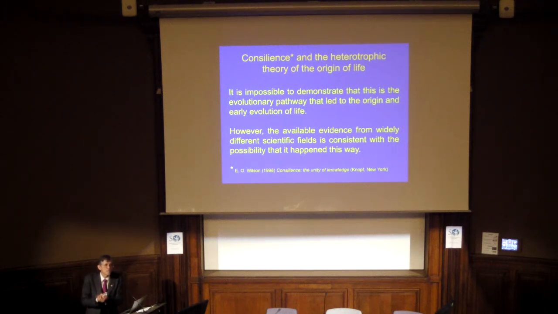We don't need to transform a crocodile in the lab into a hen to demonstrate that indeed there is an evolutionary connection. We can look at the sequences, we can look at the way embryos develop, we can look at their behavior, and this provides proof enough to construct a reasonable story of what happened in the transition from crocodiles to birds. And I think it's exactly the same with origins of life. It is impossible to demonstrate that this is the pathway that led to the origins of life, but all the available evidence that we have from widely different fields is consistent with the possibility that indeed this is how it happened. Thank you very much.